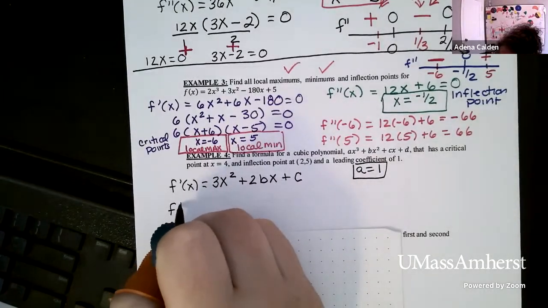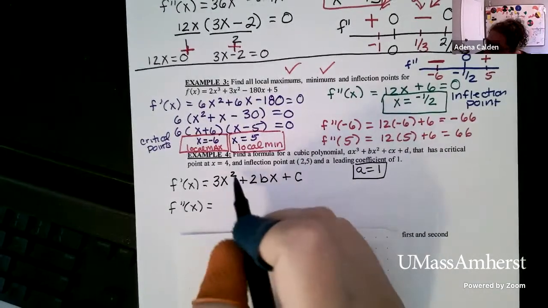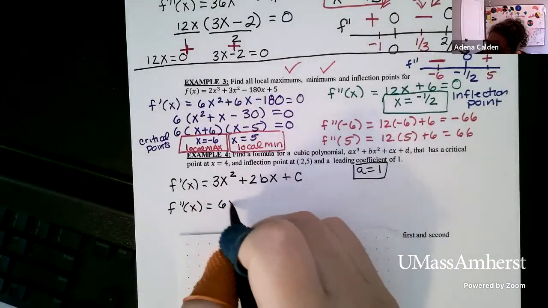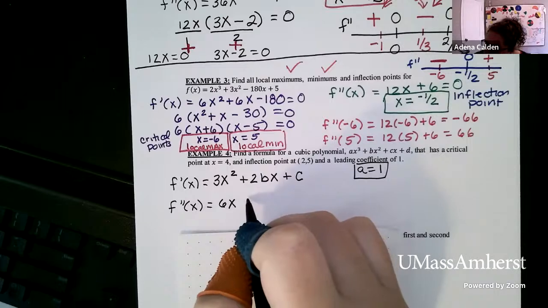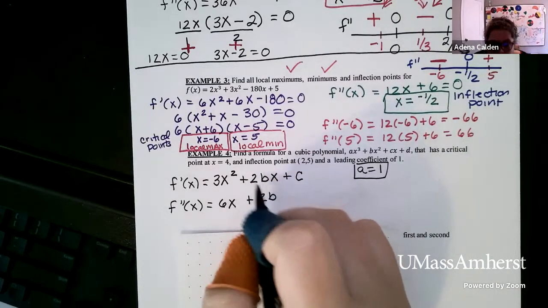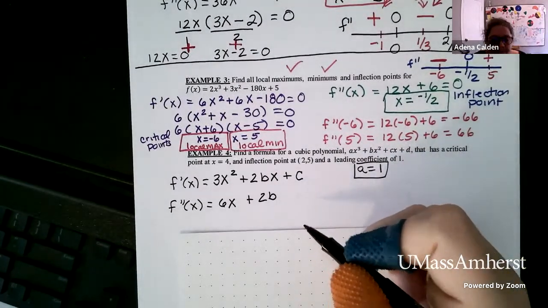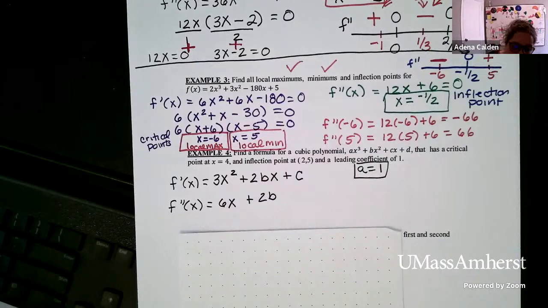Now, similarly, when we find the second derivative, the derivative of 3x squared is 6x. The derivative of 2bx is 2b, because 2b is the constant. And the derivative of c is 0. So we have our first and second derivatives.